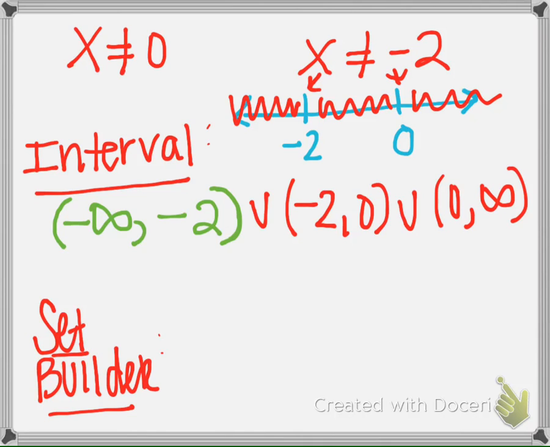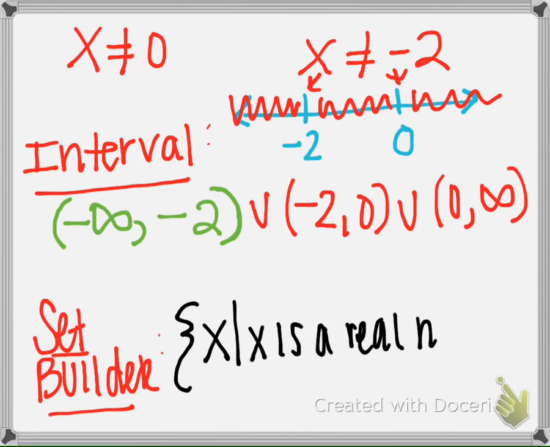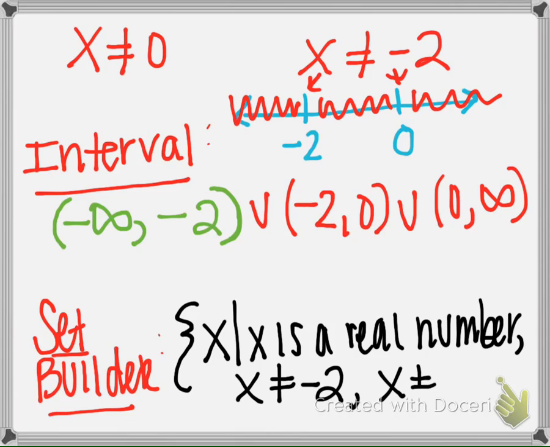Okay, another way to say the same thing is with our set: x such that x is a real number, comma, x cannot equal -2, and x cannot equal 0.